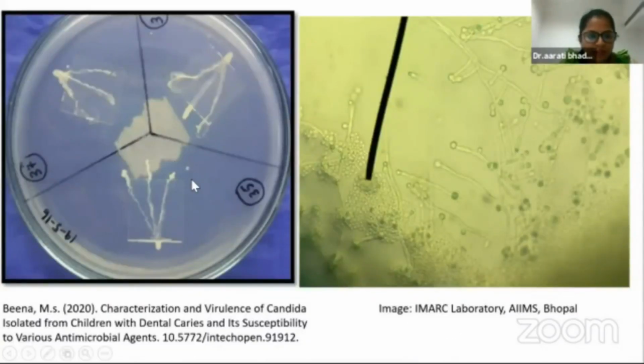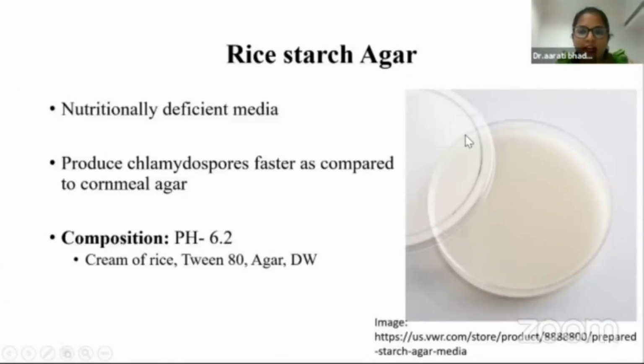Here this is the picture of the Dalmau plate, and after 48 hours we see the growth under 40x, and chlamydospores can be seen. It is suggestive of Candida albicans. Next is rice starch agar. It is also a nutritionally deficient media used for enhancing chlamydospore formation. It produces chlamydospores faster compared to cornmeal agar, but routinely we use cornmeal only. This is a less used agar.